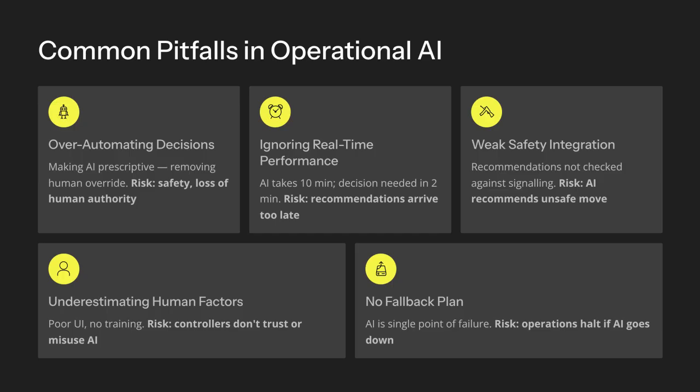Operations must be able to continue without AI, less efficient but safe. And critically, manual operation needs to be tested regularly. Scheduled drills, planned outages used as training exercises, because a fallback that hasn't been practiced is not really a fallback, it's an assumption. 5 pitfalls: over automation, performance gaps, weak safety integration, underestimated human factors, and absent fallback. None of them are inevitable. All of them are avoidable if they're anticipated and designed against from the beginning.